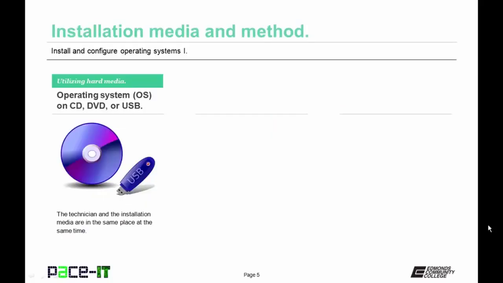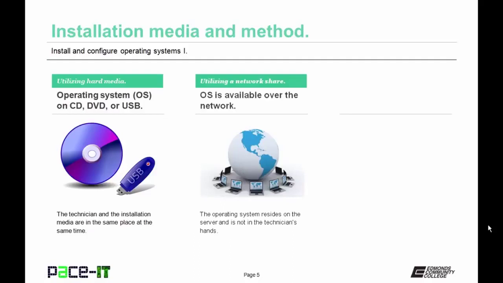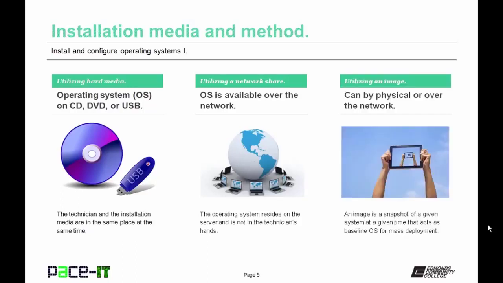So for installation media, the first thing that you can do is an installation of the operating system using hard media. Think CD-ROM, DVD, USB, portable hard drive, and so on and so forth. Another type of media that you can use is the network share. The operating system is available over the network and the media is not in the technician's hands. And finally, in the media, you can use an image. The image can be on physical media or it can be over the network. A base or preferred operating system has been created and it is stored in a file. This is best for mass deployment.